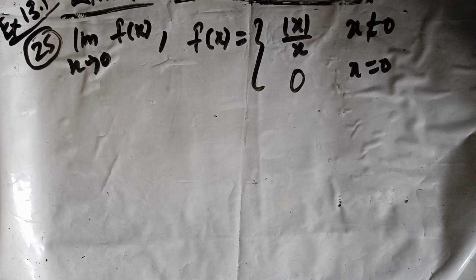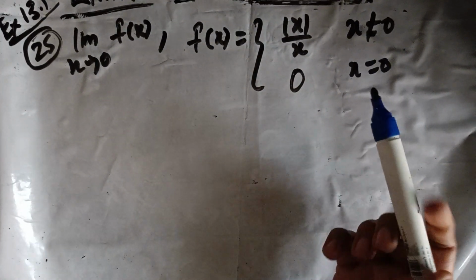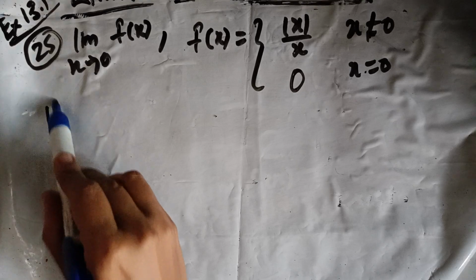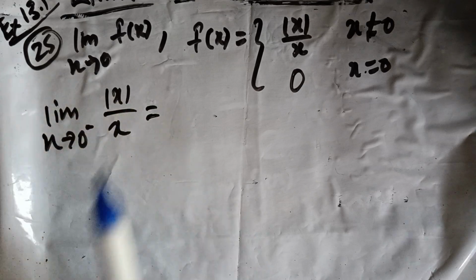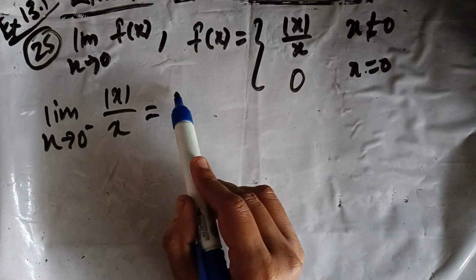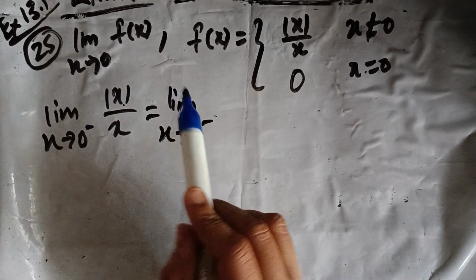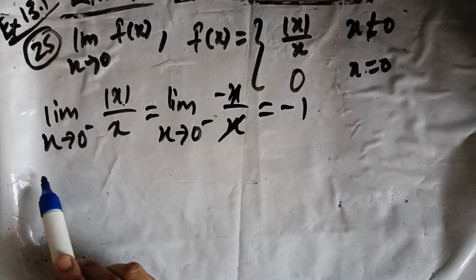Expression, you have to find limit as x tends to 0, f of x. Function given is mod of x upon x. Okay, here there is no condition like less than 0 or greater than 0. For not equal to 0, we have to use this, and for equal to 0, we have to use this. Okay, so limit as x tends to 0 minus, so we have to use this function. So this is for the left hand side, so we have to take minus. All negative values we are considering. So mod of x will be minus x upon x. The answer is minus 1.